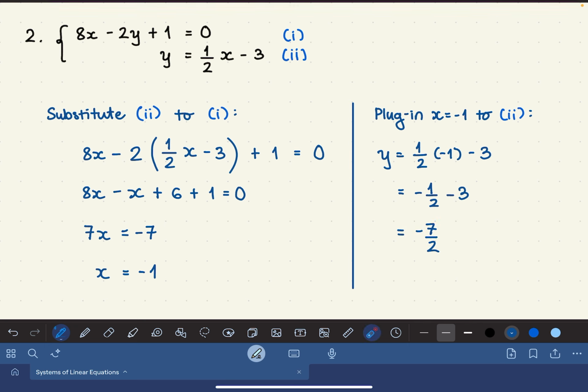Once we have this, we can already conclude. So we have the value for x and we have the value for y. This means we can now conclude: the solution for this is given by the point (-1, -7/2). This is the answer for the given problem. So that is the substitution method. Let's now move on to the third item.